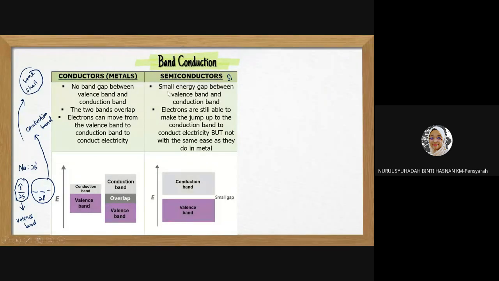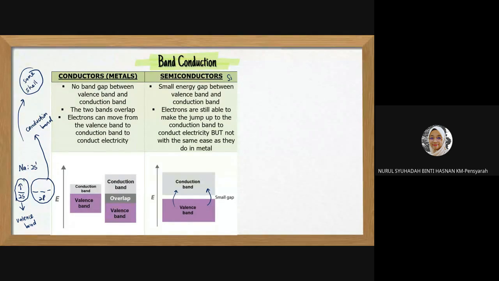Okay, so dekat sini untuk semiconductor there is small energy gap between the valence band and the conduction band. So the electron are still able to make the jump up to the conduction band to conduct electricity, but not with the same ease as they do in metal. Okay, jadi dekat sini untuk semiconductor, okay, dia akan ada small band gap dekat sini. So maksudnya daripada valence electron nak pergi kepada empty orbital ada jarak sikit. So ada jarak sikit dekat sini. Okay, jadi elektron masih lagi boleh pindah ke sini. Okay, tapi kita perlukan high energy elektron.